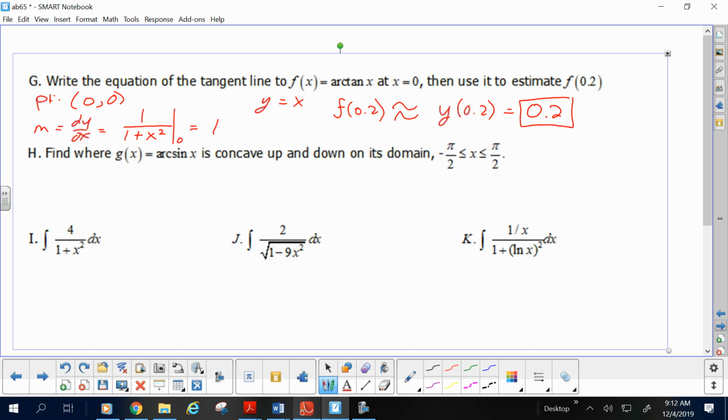I probably need to give you guys more practice on tangent line estimations. It's a big deal with calculus. It's sure to be on the AP test. You need to practice it more.